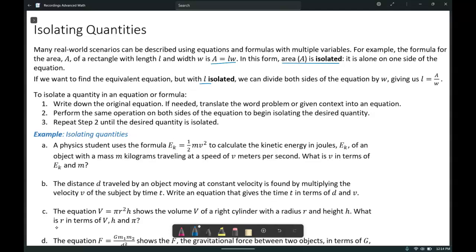If we divide both sides of our equation by W to get L by itself, we can see how we get the equation L equals A divided by W. So when we're isolating a quantity in an equation, once we have the equation, whether we're given it or we need to translate it, we want to use our addition and multiplication properties on both sides of the equation to isolate the desired quantity. We want to make sure that there's only one of that quantity and it is by itself. So we'll go through a few different examples on how to isolate.